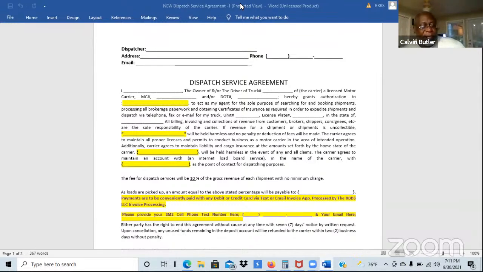You've got to have this dispatch group in place. All right. So at the very top here, you all see where it says dispatch. That's where your information goes. You're going to put your information up there. You're going to put your address up there. You're going to put your phone number up there. You're going to put your email address right here.